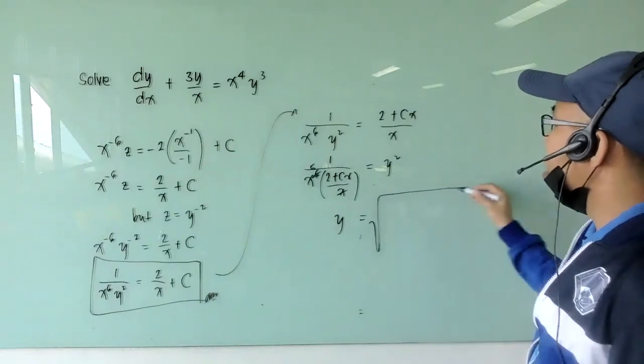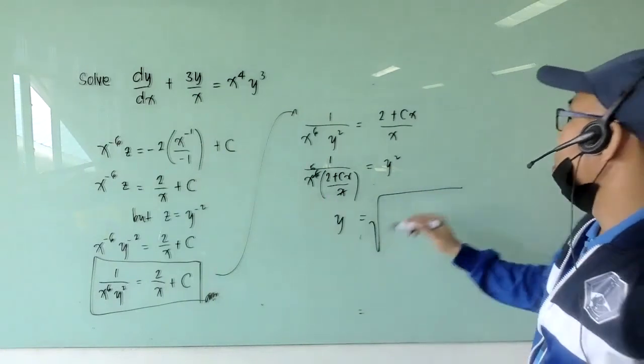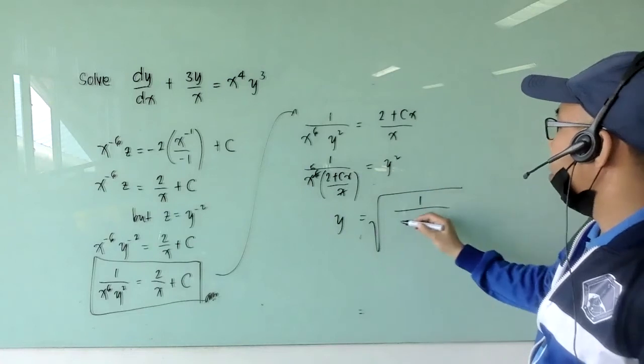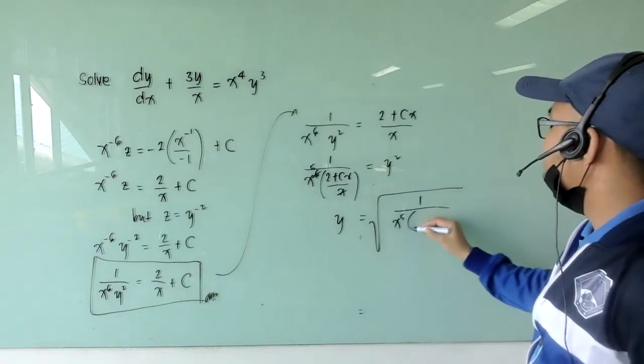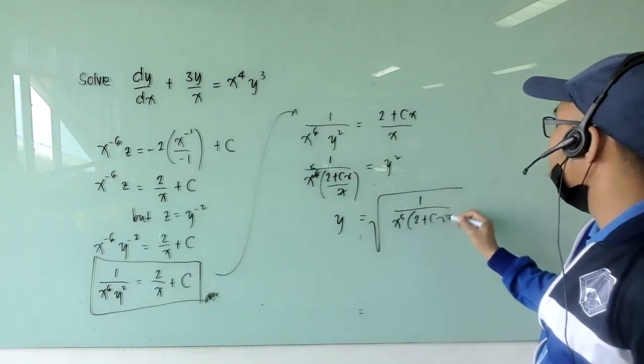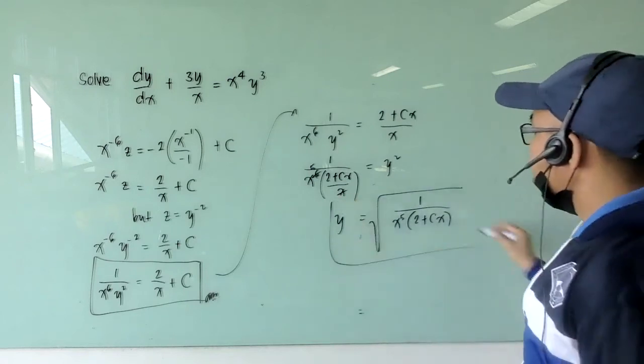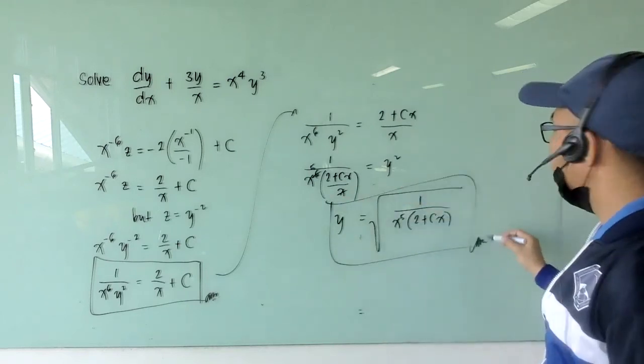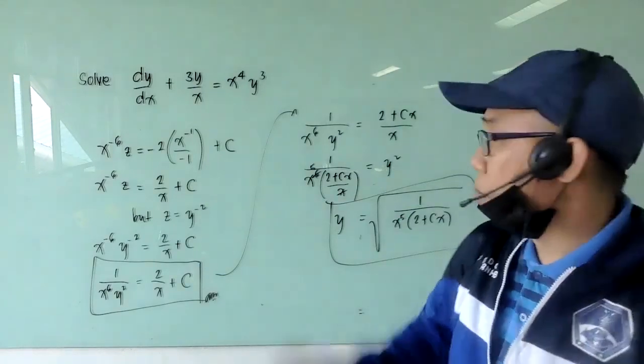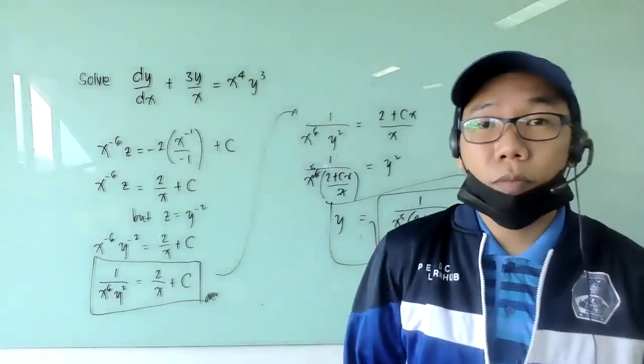the square root of 1 over x raised to 5 times 2 plus c times x. This is your final answer, and solving for y. So either of the two will be okay.